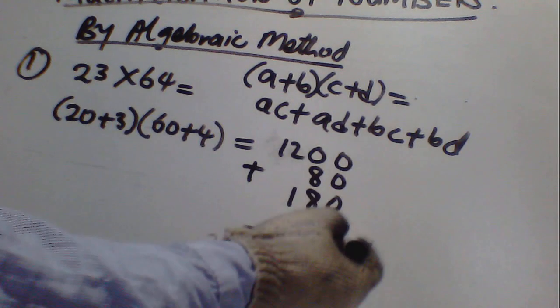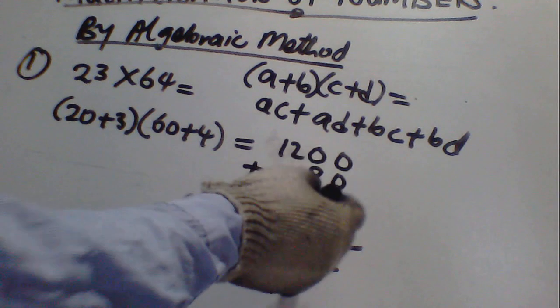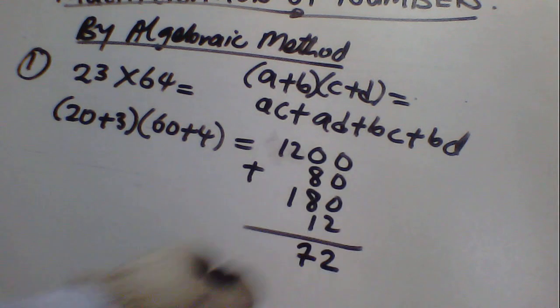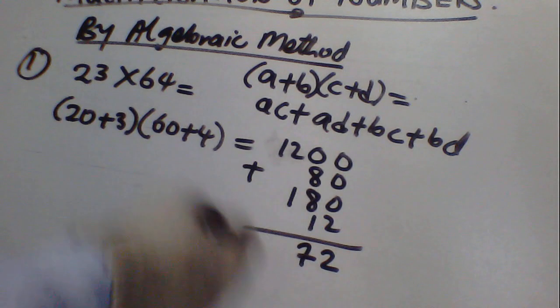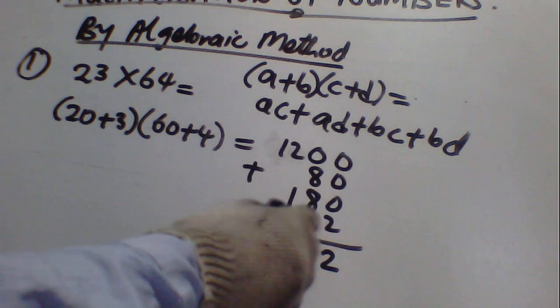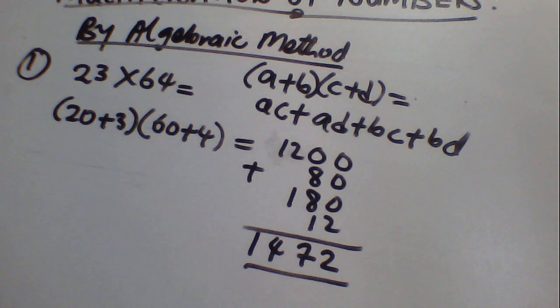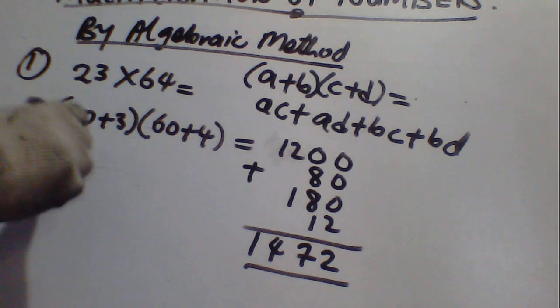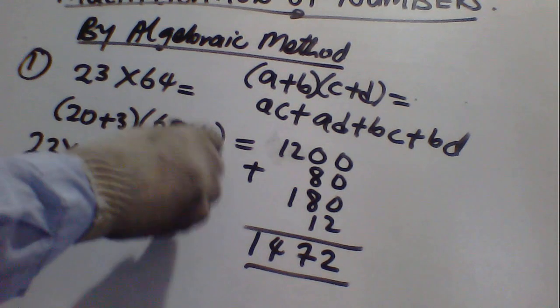0, 0, 0 plus 2 is 2. 0 plus 8 is 8. 8 plus 8 is 16. 16 plus 1 is 17. You carry 1. 2 plus 1 will give us 3, plus the 1 you carry will give us 4. Then you bring this one down. That is the way. Very easy. So the multiplication of 23 times 64 will give us 1472.